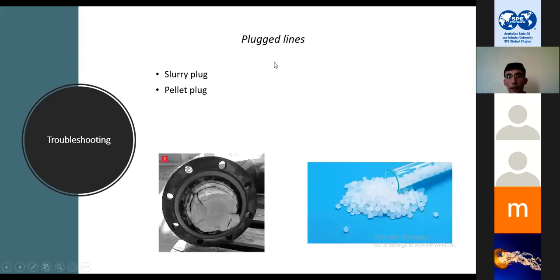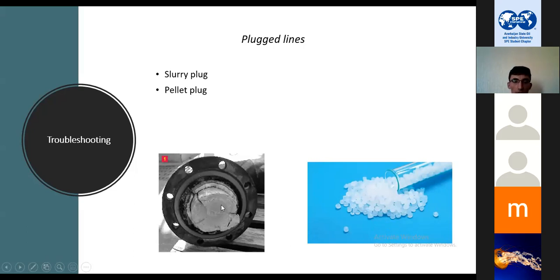And plug lines. Yeah, plugging is one of the big problems in the polymer industry. Either slurry plug or pellet plug. So on the right side, finally, you can see pellets. This is what we have after the extrusion process. These are polypropylene polymers in pellet form, in granule form. So this is the extrusion product.